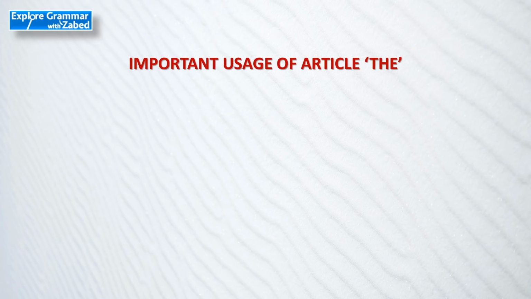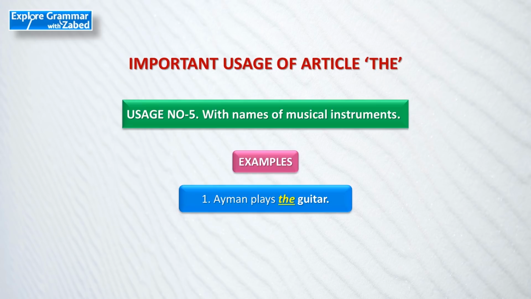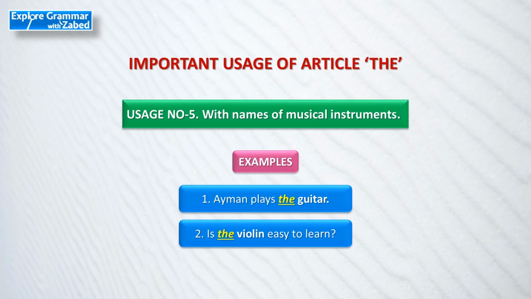Use number 5 is with names of musical instruments. We say the guitar, the violin, the piano, and so on. For example, Ayman plays the guitar. Is the violin easy to learn? So, remember to put article the before the names of musical instruments.